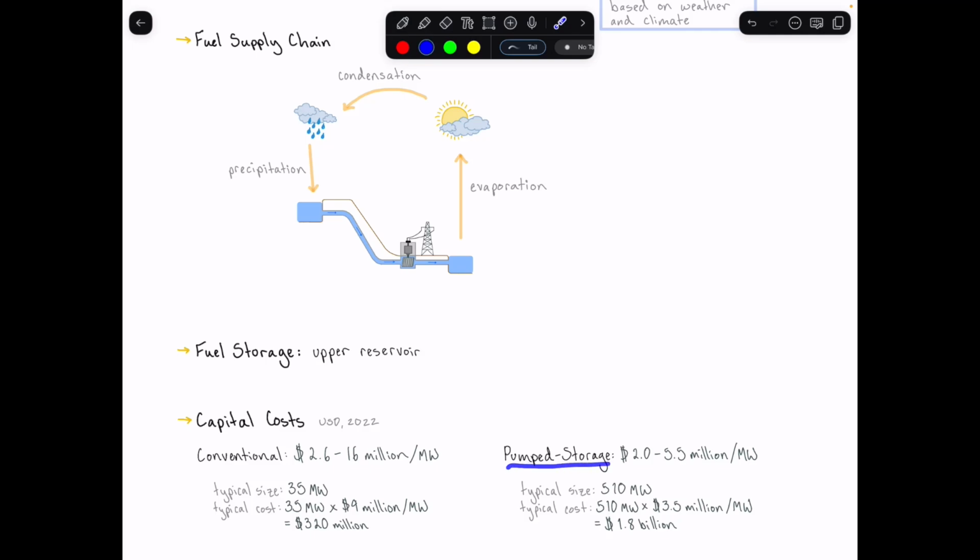Now, pumped storage tends to be much larger in the United States. It does range from about 2 to 5.5 million per megawatt, but the size here you can see averages at about 510 megawatts. Now, taking an in-between number of these values, the average cost of building out a pumped storage facility is about $1.8 billion in the United States. Now it can vary from country to country, but I was just using the United States as an example here.